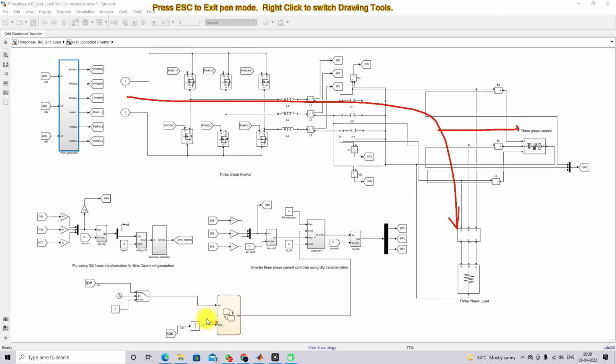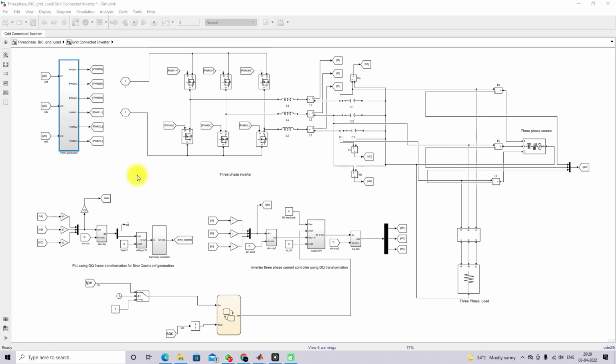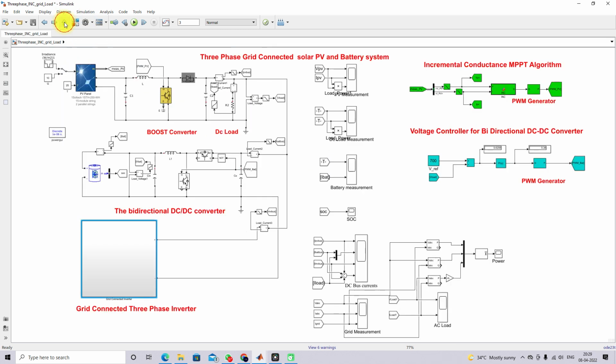Suppose IPV is less than 0.5 and SOC is less than 10%, then the grid is going to supply the power to the solar PV system, to charge the battery and to supply the DC load. So this is the operation of the 3-phase inverter for that grid integration.